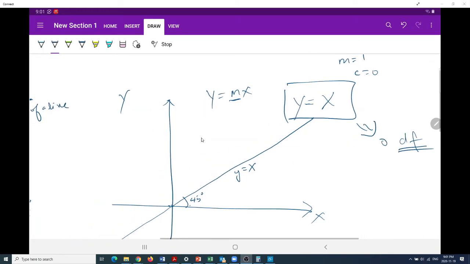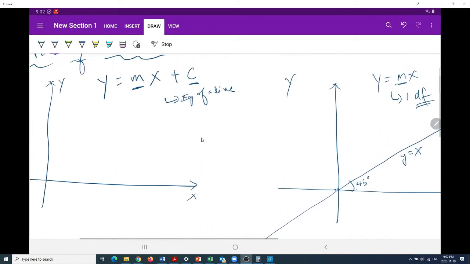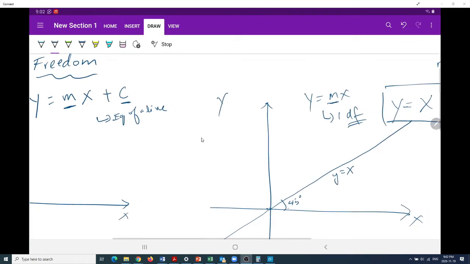Okay, and similarly, y is equal to mx. Since you can vary one parameter, this equation has 1 degree of freedom. So degrees of freedom are generally the number of parameters which you are allowed to vary in order to sketch or form some sort of combination, or in this scenario, since you're talking about graphs, the number of ways you can draw a graph. This is the number of parameters which you can vary in order to draw a graph.